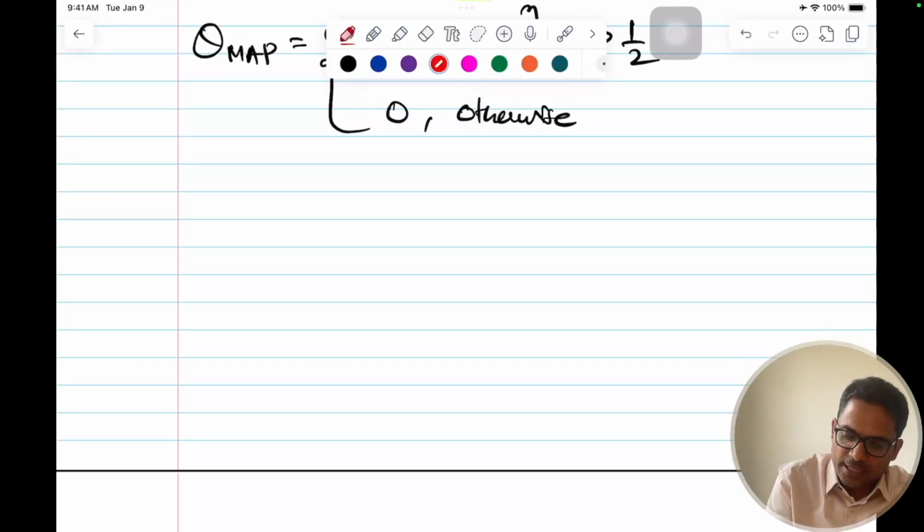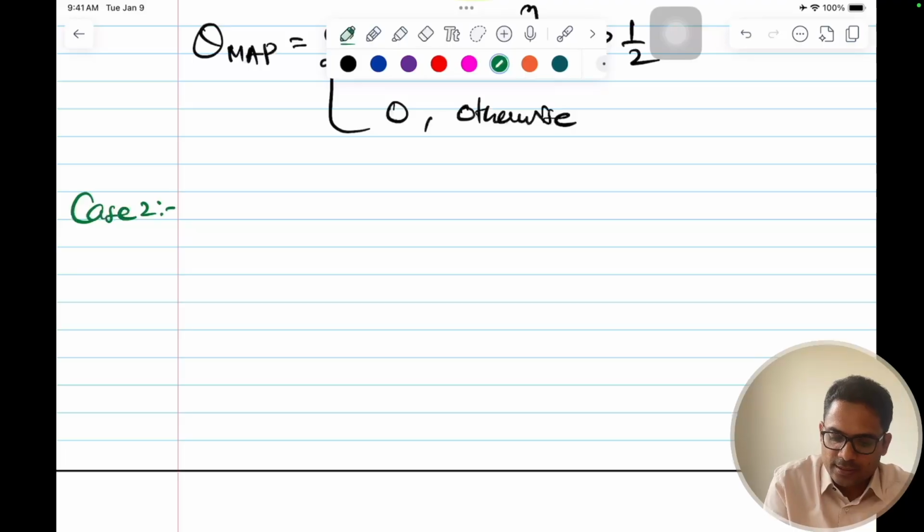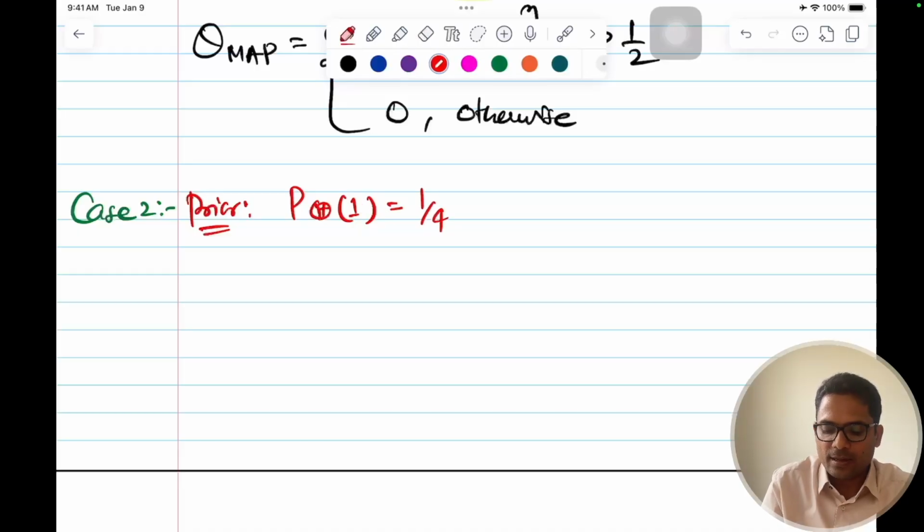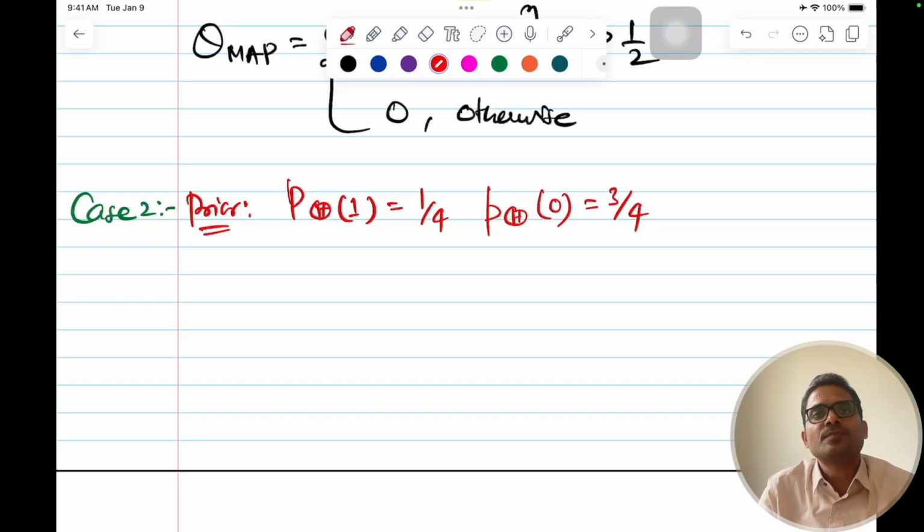So my case 2 would be that my prior information that I have is: probability of seeing theta 1 is less now, 1 by 4. And probability of seeing theta equal to 0 is more now, 3 by 4. I did the opposite now.